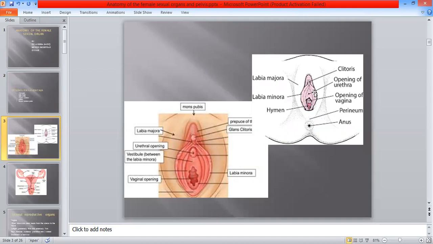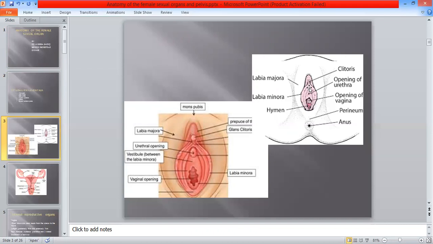The labia minora are two thin folds of skin that lie between the labia majora. They vary in size. Sometimes they protrude outside the labia majora. Anteriorly, they join to form the clitoris, and posteriorly, they form a thin fold of skin, which is called the posterior fourchette.